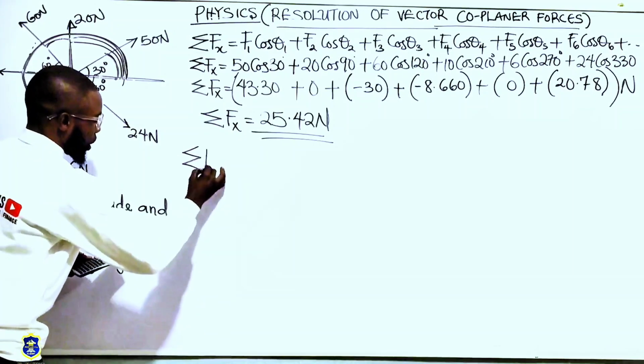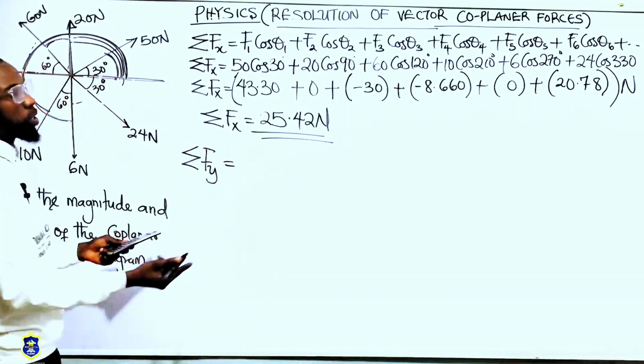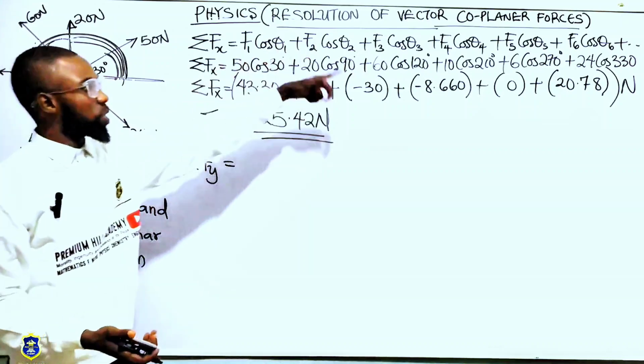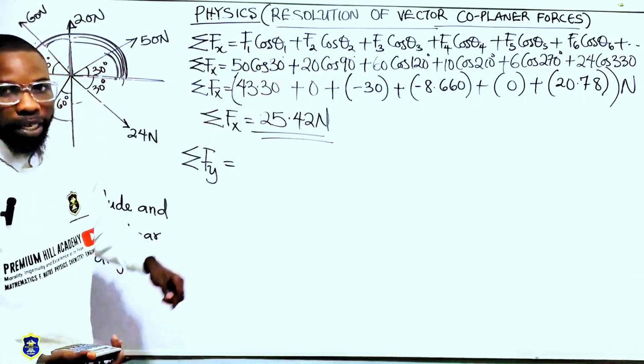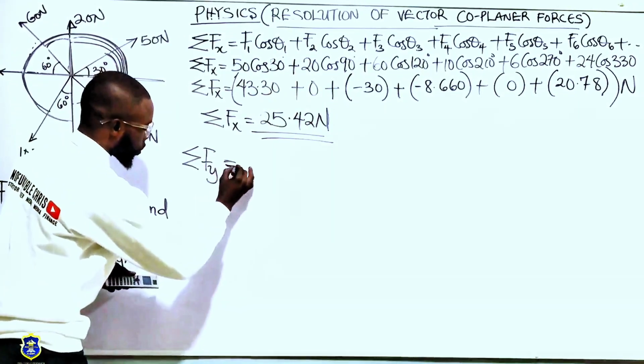So by doing that, ΣFy. Now Y becomes simple. What do we do with Y? Just fix in the values, but change all our cosines to sines. That's how easy it is again.